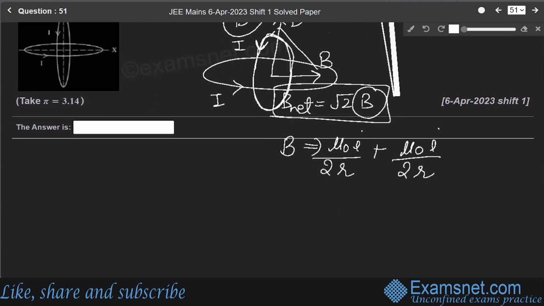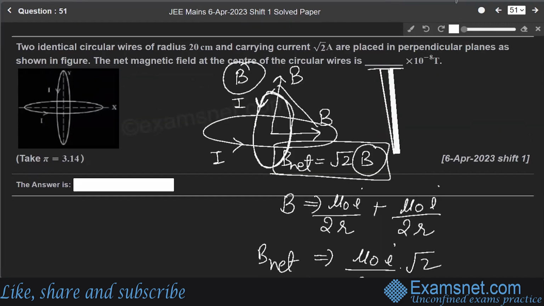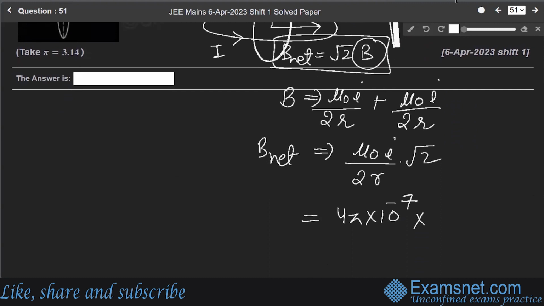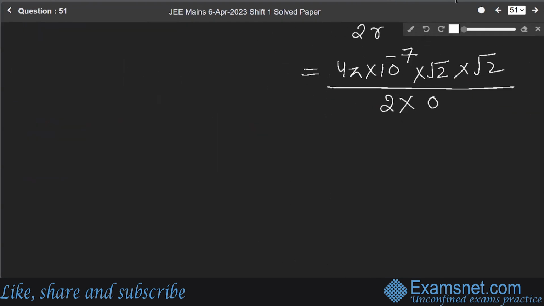Solving this question, this will be equals to mu naught I over 2R into B net, into root 2. So mu naught, what is the value of mu naught? 4 pi into 10 to the power minus 7. And current given as root 2 ampere, that is root 2 into root 2 over 2 into R. What is the value of R? R given 20 centimeter means 0.2.